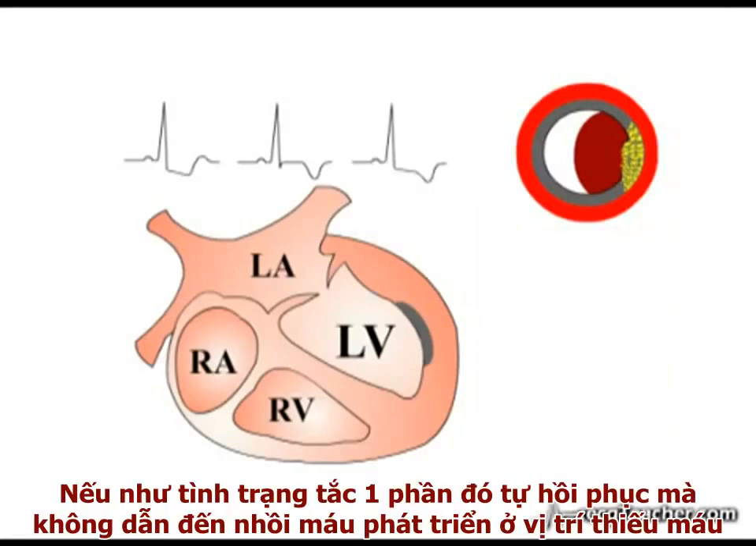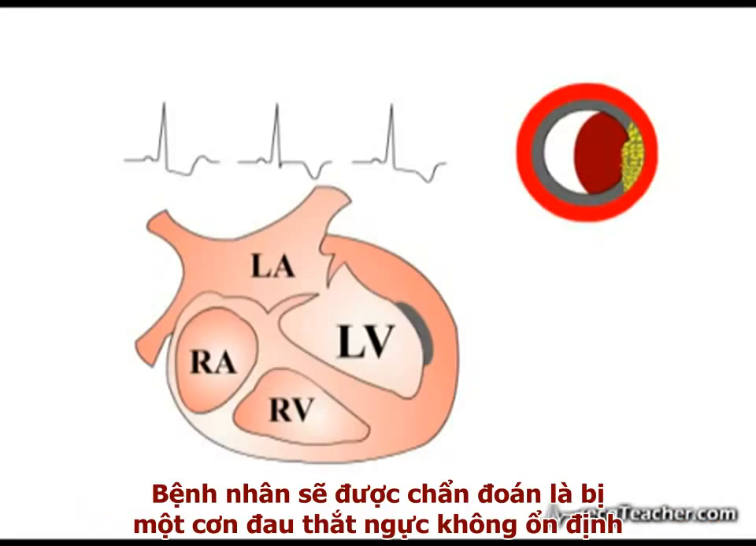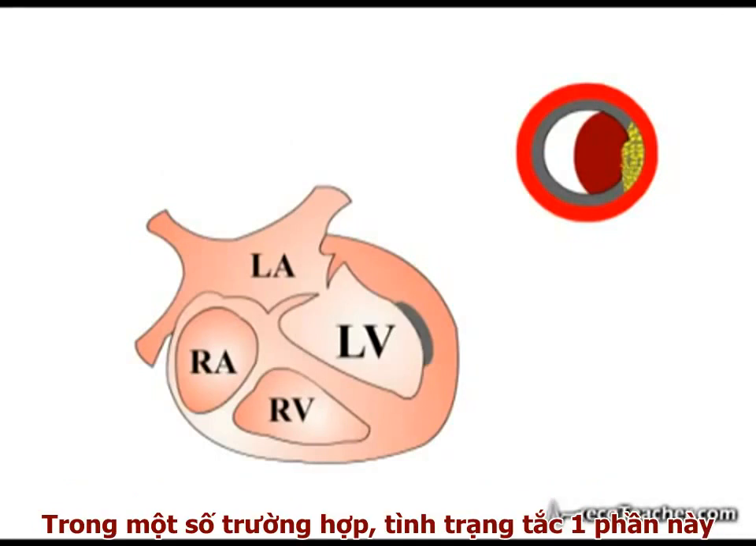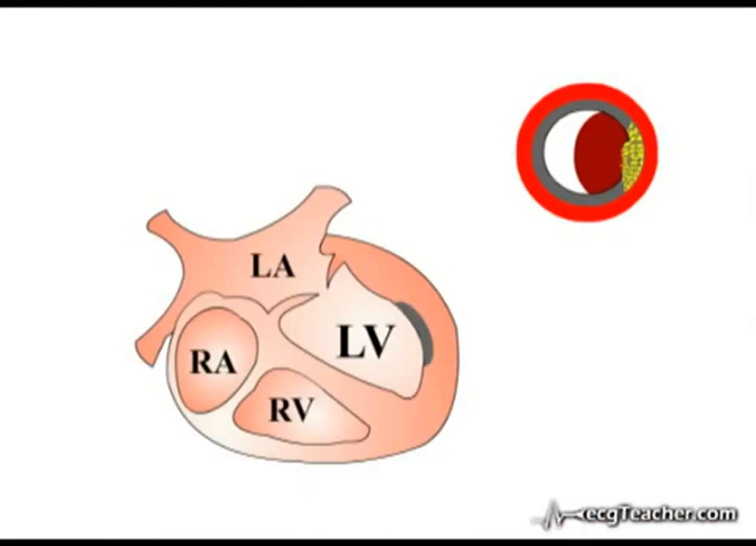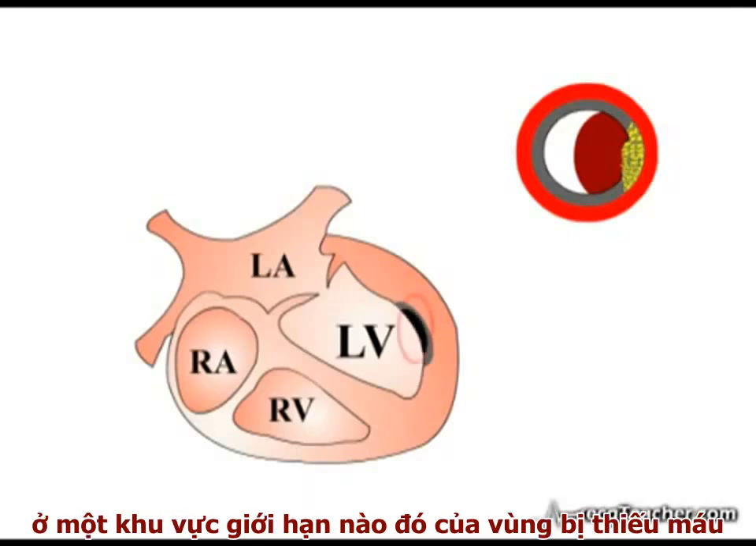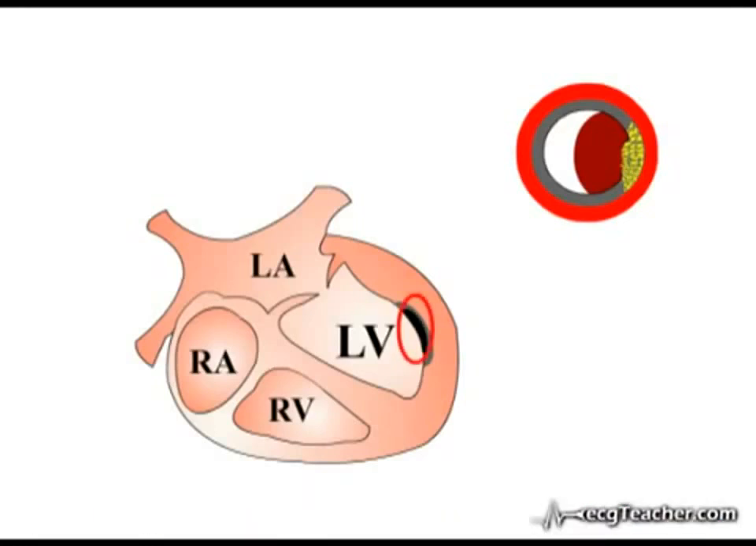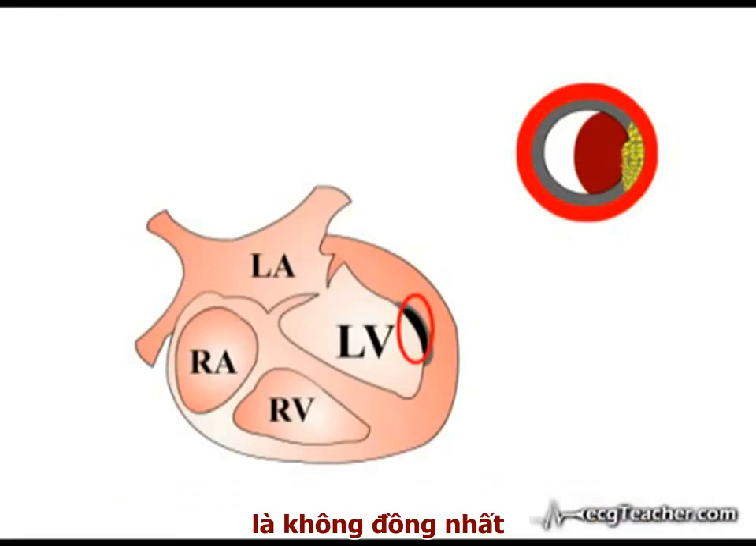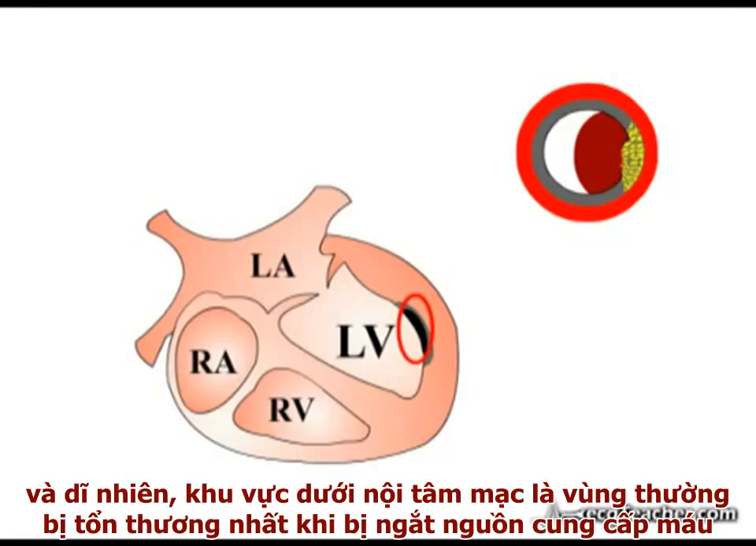If such an episode of partial occlusion resolves with no infarct developing in the ischemic area, the patient is said to have suffered an episode of unstable angina. In some cases of partial obstruction, however, the loss of blood supply may be sufficient to progress to infarction in a limited region of the ischemic area. The susceptibility of the ventricular wall to this type of partial thickness infarction is not uniform. Again, the subendocardial region seems to be the most precarious in terms of blood supply.